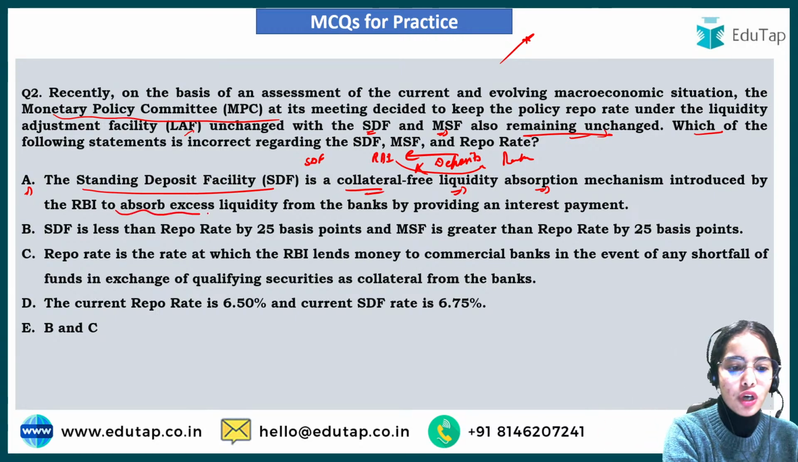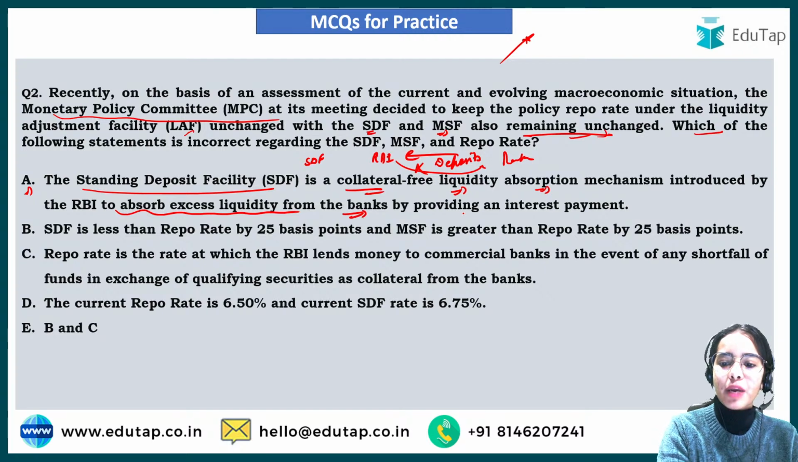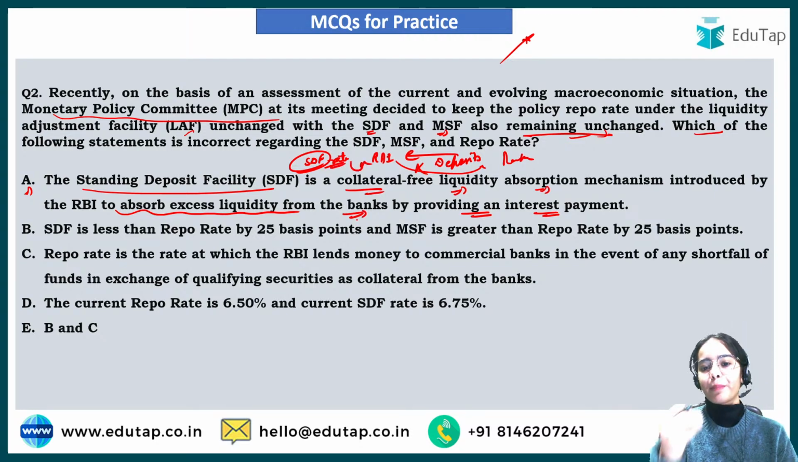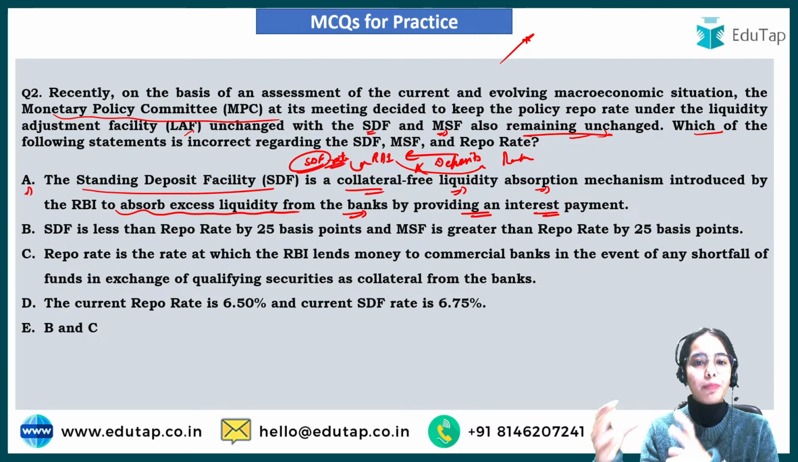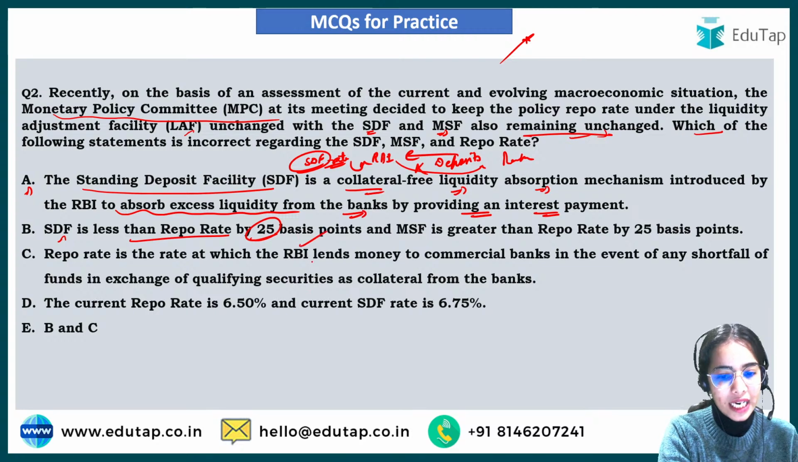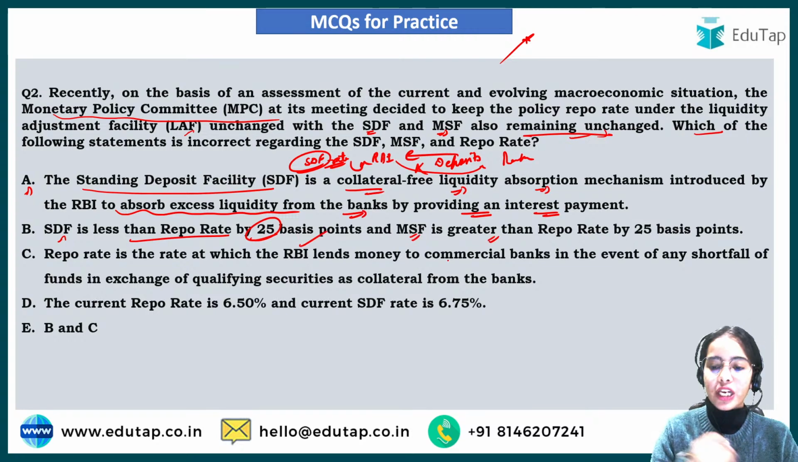So this is to absorb the excess liquidity from the banks by providing an interest payment. The SDF rate is actually the rate that is paid by the RBI to the banks for the deposits that the RBI is taking from the banks. SDF is less than the repo rate by 25 basis points, that is correct. MSF is greater than the repo rate by 25 basis points, so that is also correct.